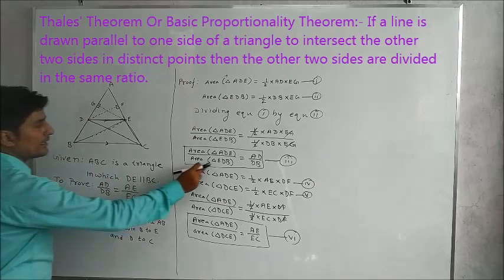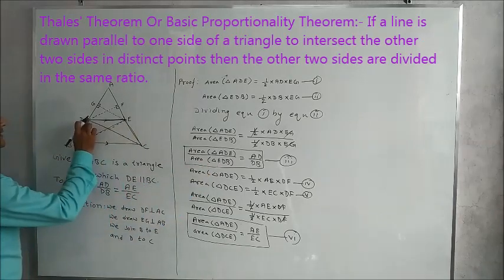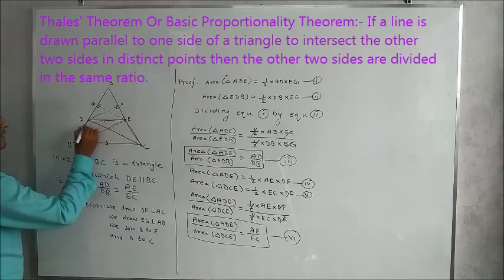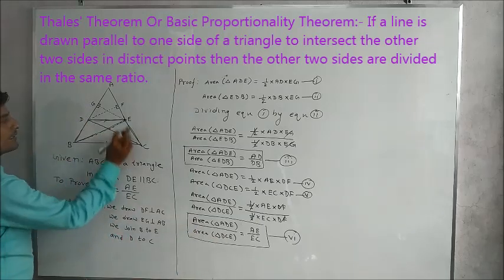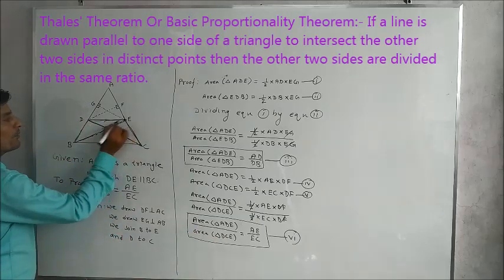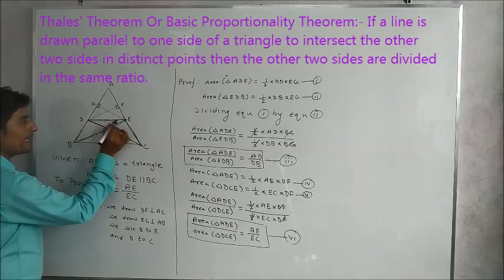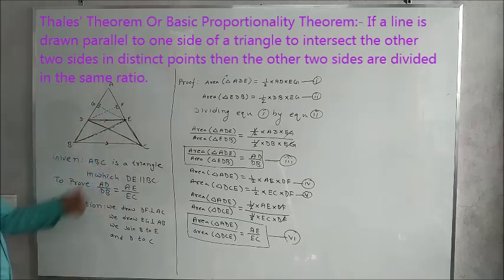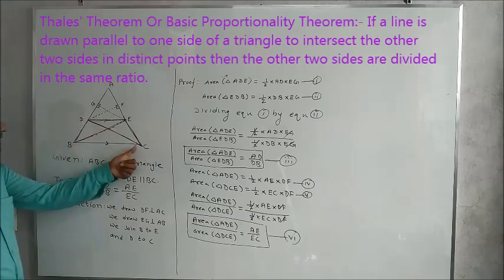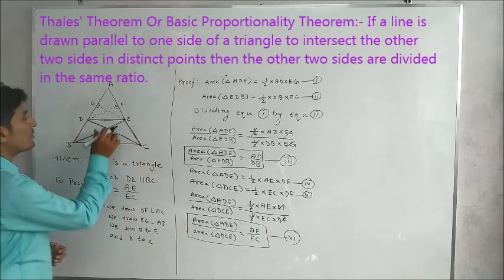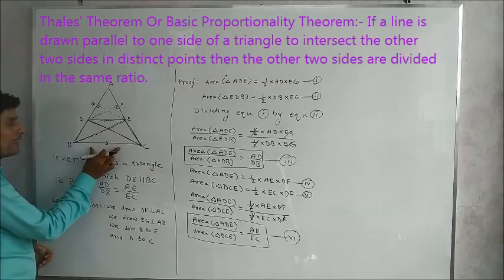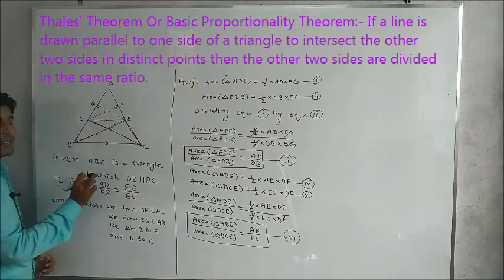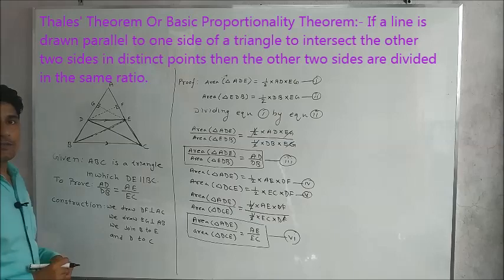If we see triangle EDB, this triangle, and triangle DCE, this triangle, both the triangles are sharing the same base DE. Triangle EDB and triangle CDE both have the same base DE and lie between the same parallels BC and DE. Hence, the area of both the triangles will be equal.